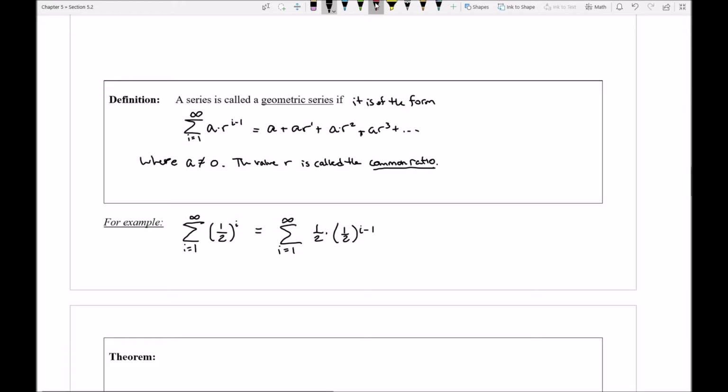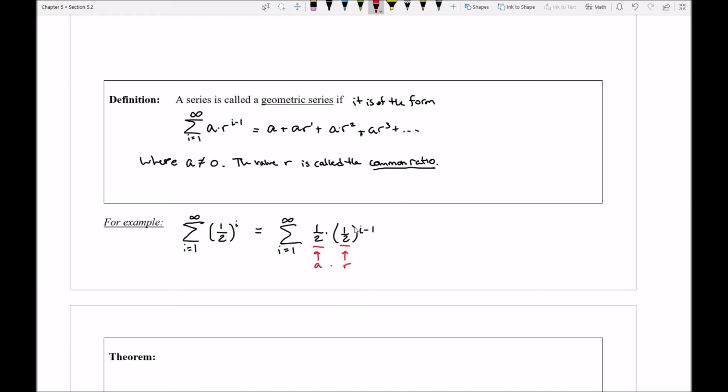But now I can see the components from up above. I have an a and I have an r, and they're being multiplied together. r is being raised to the power of i minus 1, which is going to start at a power value of 0. So this here is a geometric series. Now our goal is to try to understand why we care about geometric series and how exactly I can understand their behavior.